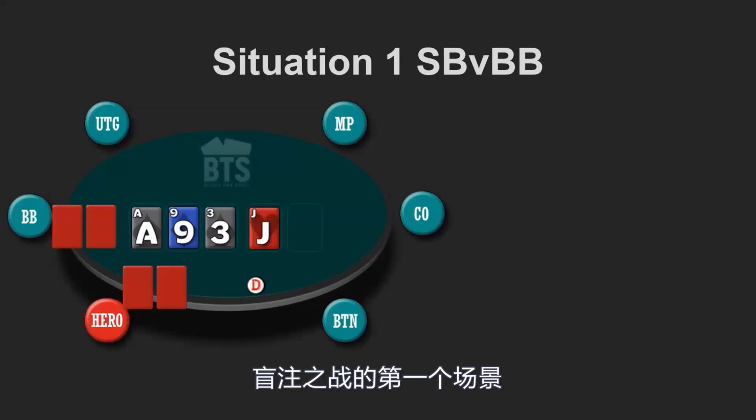So situation one, small blind versus big blind. All right, so situation one: ace 9-3, turn jack. Again, what would be your strategy here, guys?